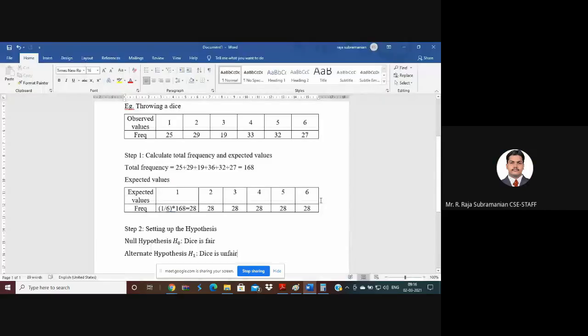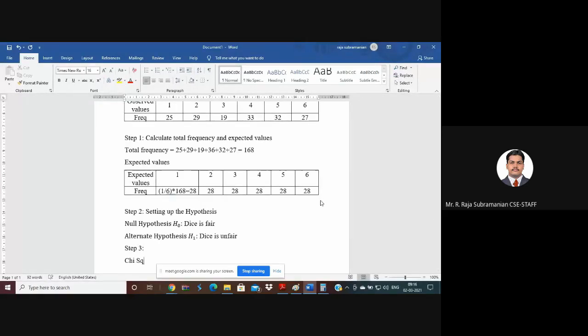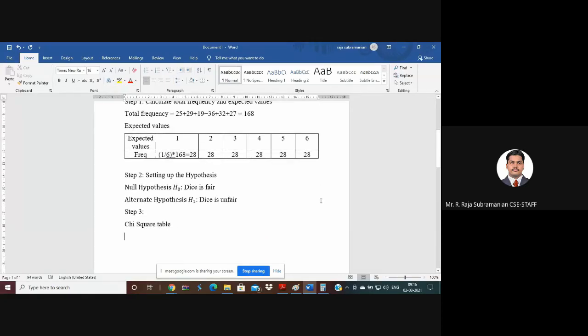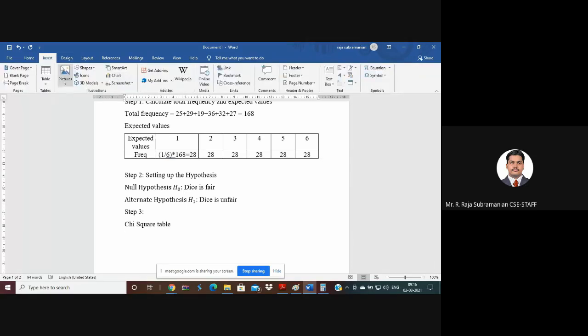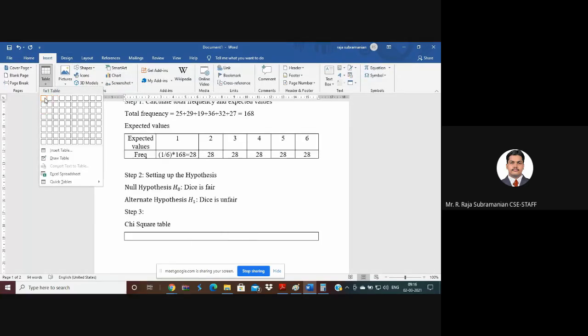Great. Now we go into step 3, where the chi-square testing actually starts. I need to construct a chi-square table. In this test, I should take observed values and expected values. Next, I need to find the difference between observed and expected values. This difference is called the deviation, and I need to square it because I need to calculate chi-squared. Next, I need to divide or normalize it by the expected value.